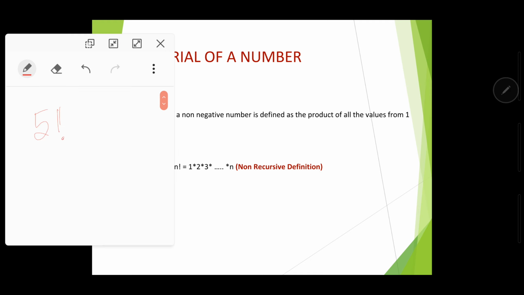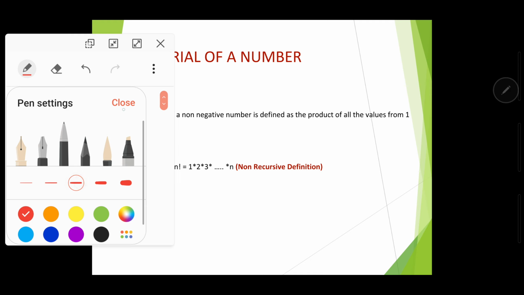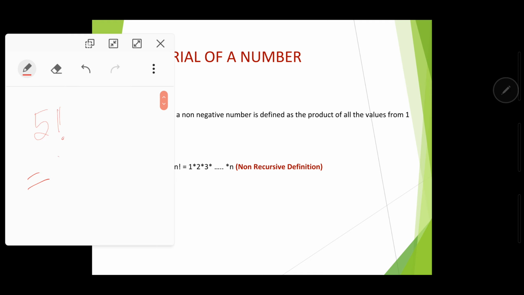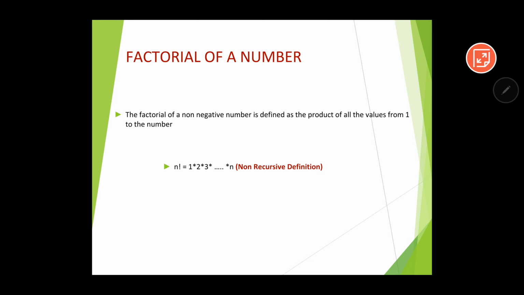Let's say you have factorial 5. Factorial 5 means what? 5 into 4 into 3 into 2 into 1. That means 5 4s are 20, 3 2s are 6, 20 into 6 is how much? 120. Okay. So this is the factorial.